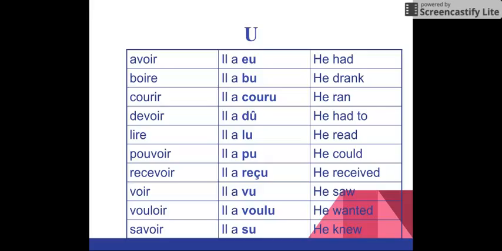So again, you still conjugate avoir with the pronoun, and then the past participle changes, and there's very little pattern. This group ends in a U, but otherwise these endings need to just be memorized.